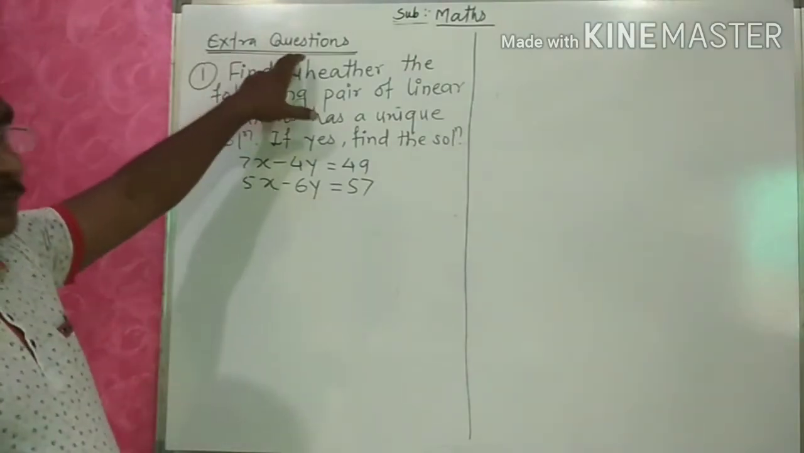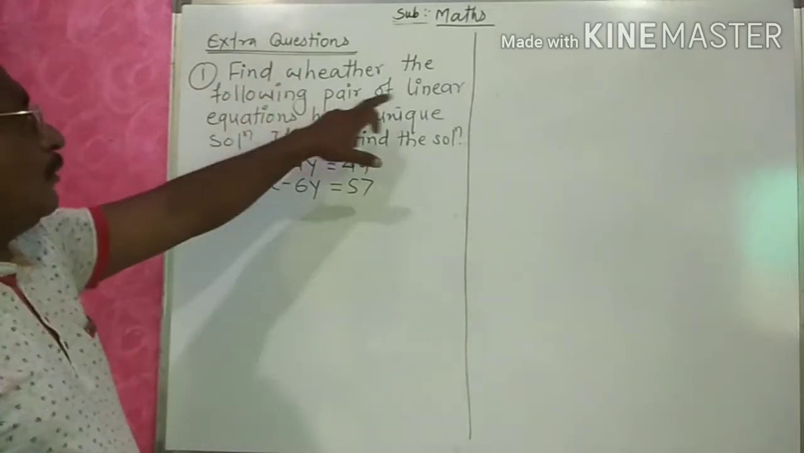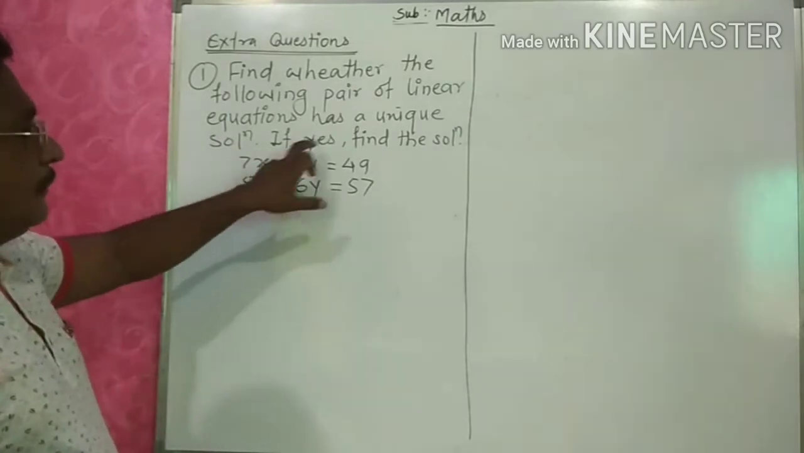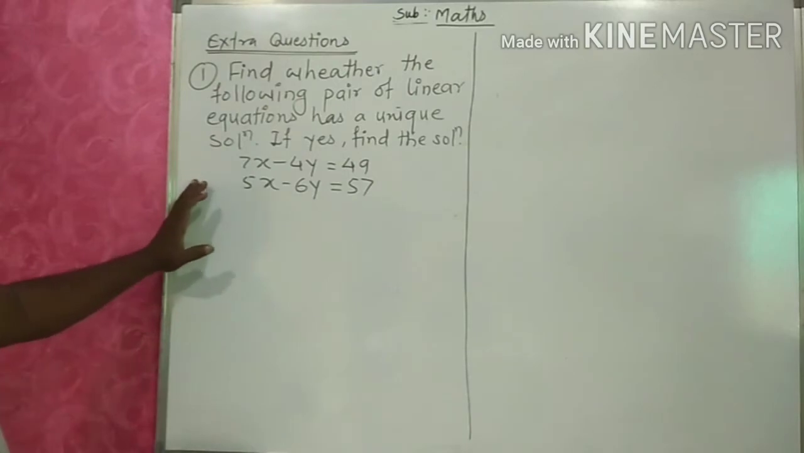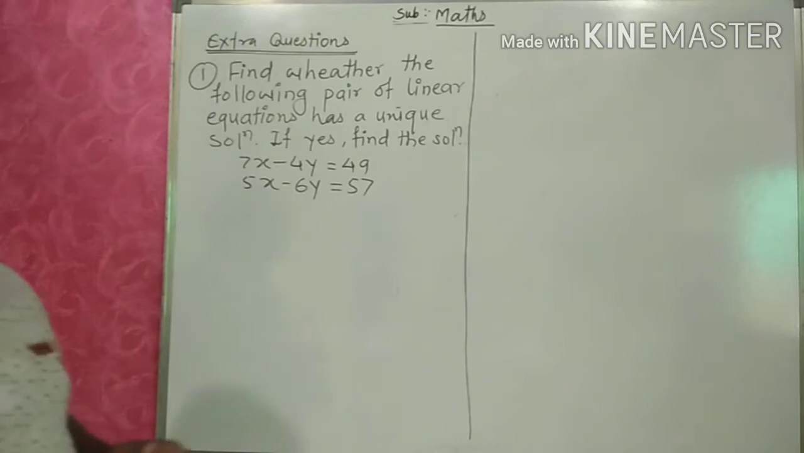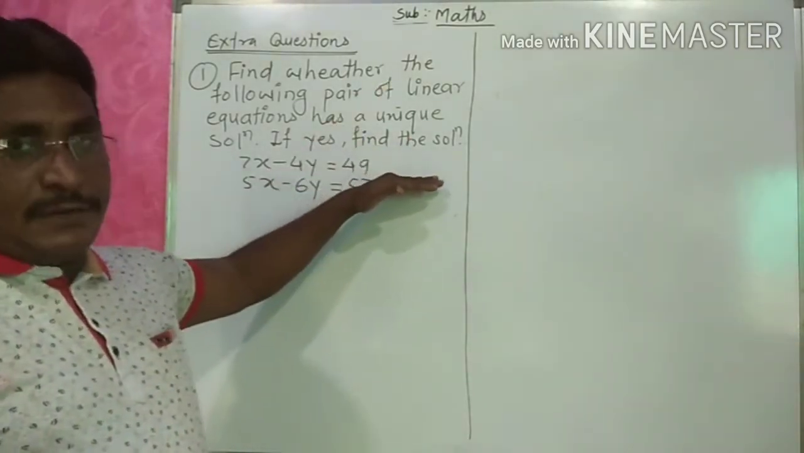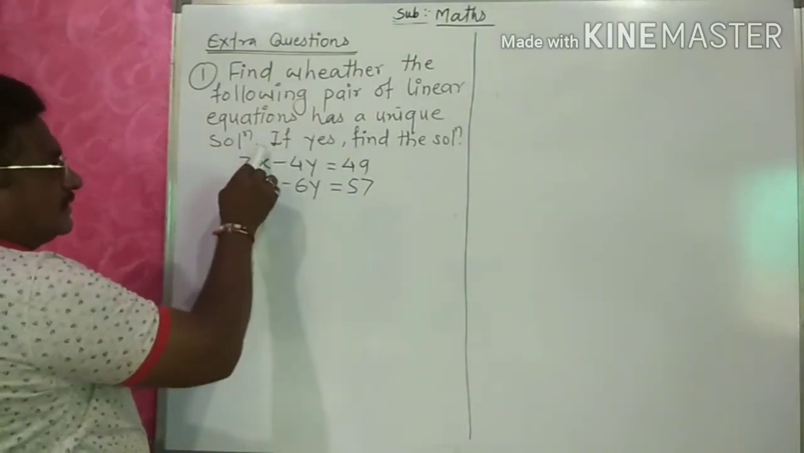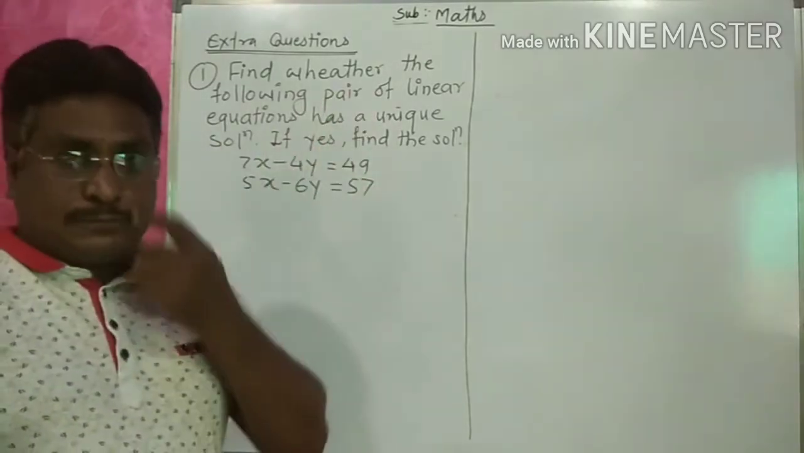extra questions. So in that, find whether the following pair of linear equations has a unique solution. If yes, find the solution. So like this question is there. Here, which method you have to use is not mentioned. According to your wish, you can use any method here. So here, first question is there: check whether this pair of linear equations has a unique solution.